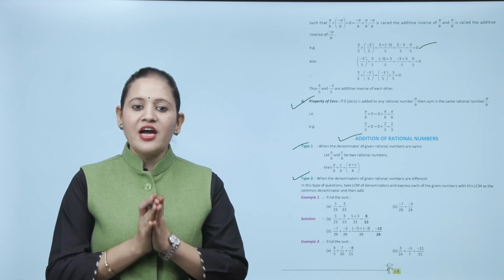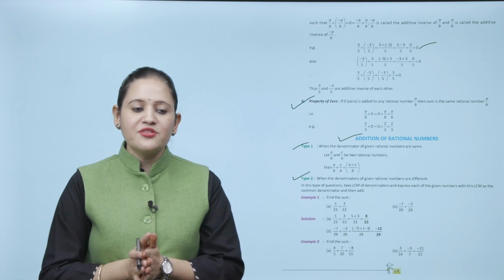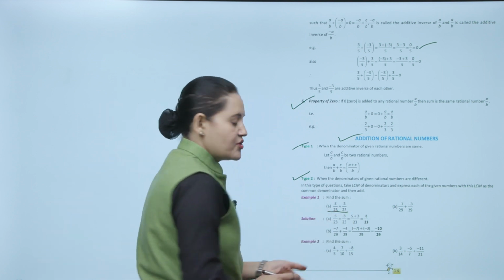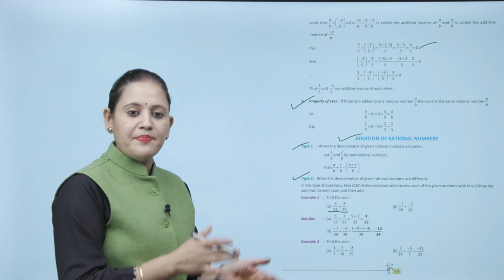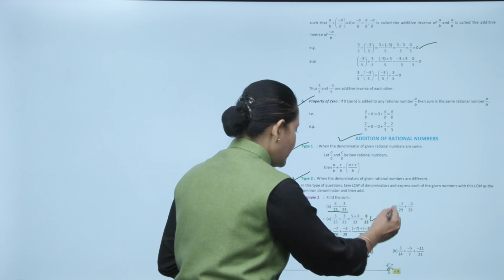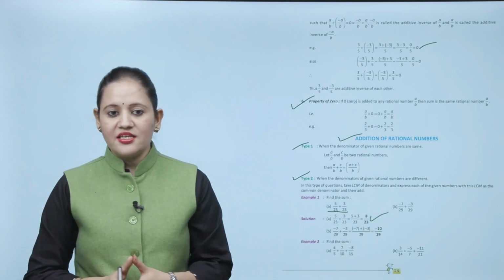Find the sum 5/23 plus 3/23. In this case, both the denominators are same. So what will we do? We'll simply add the numerators, 5 plus 3 upon 23, that is 8 upon 23. Clear?